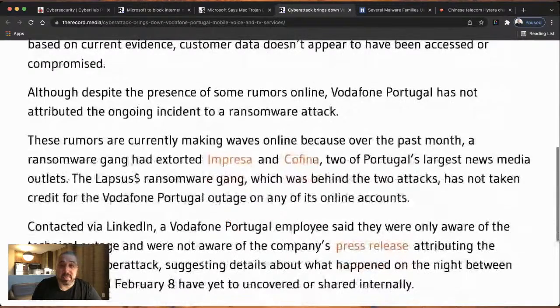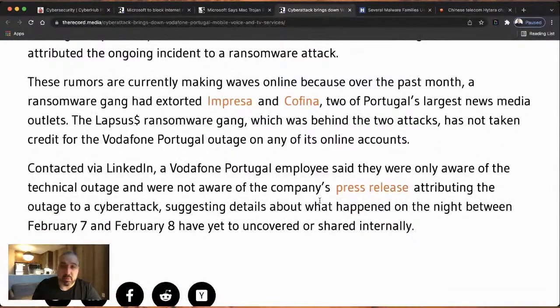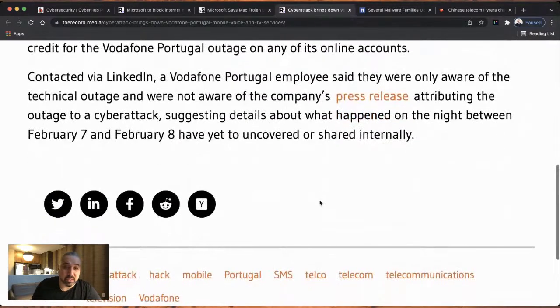Rumors are currently making waves online because over the past month, a ransomware gang had extorted Impressa and Cofina, two of Portugal's largest news media outlets. The Lapsus ransomware gang, which was behind the two attacks, has not taken credit for Vodafone Portugal itself. Vodafone Portugal employees, when contacted on LinkedIn, said they were only aware of the technical outage, not of anything within the press release.